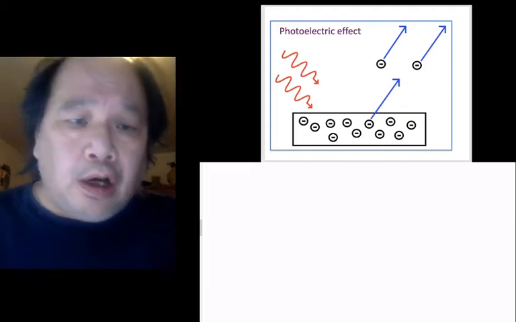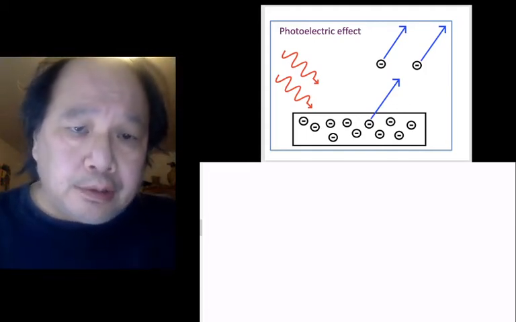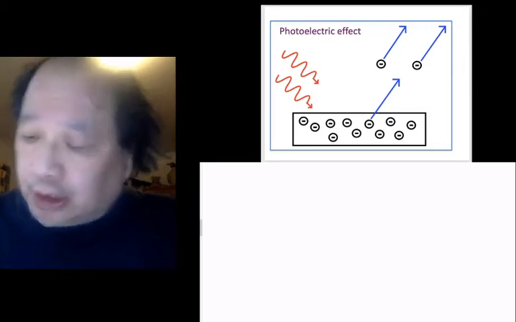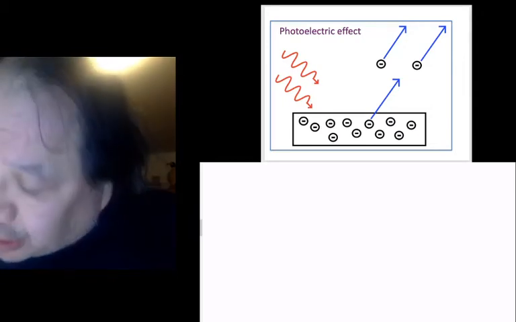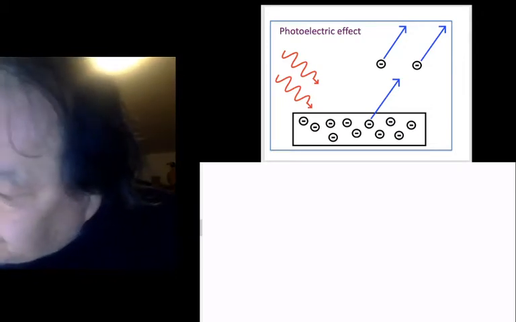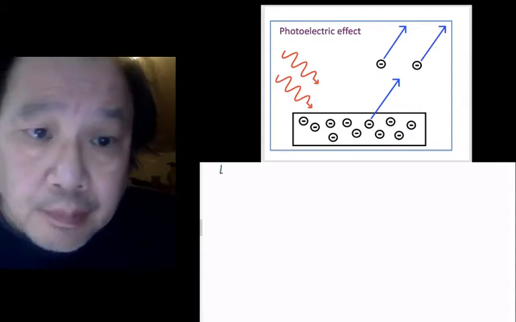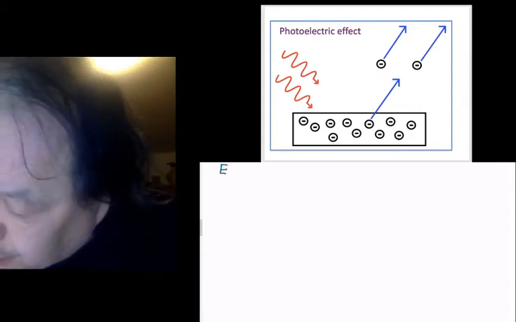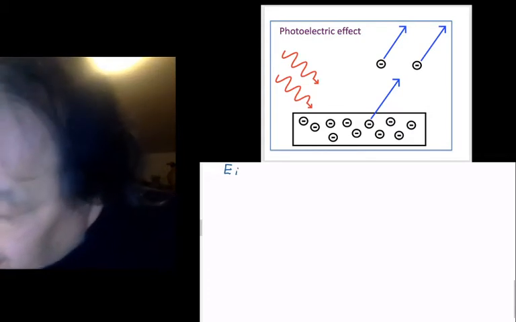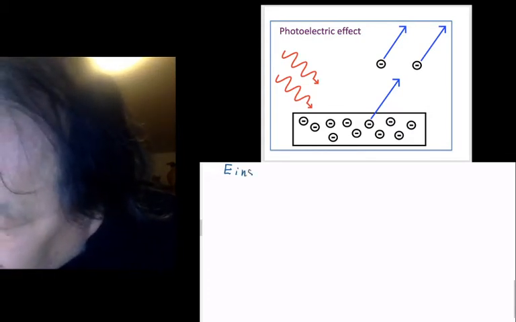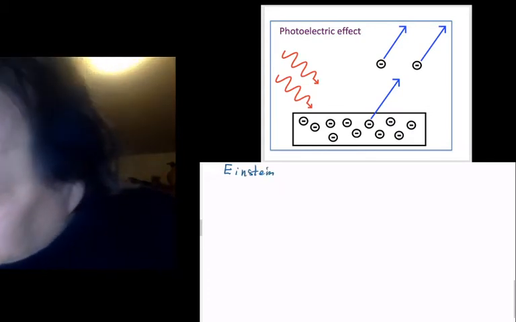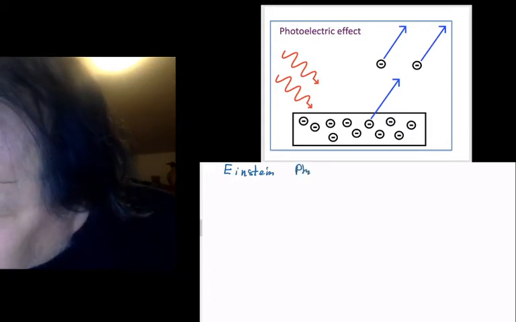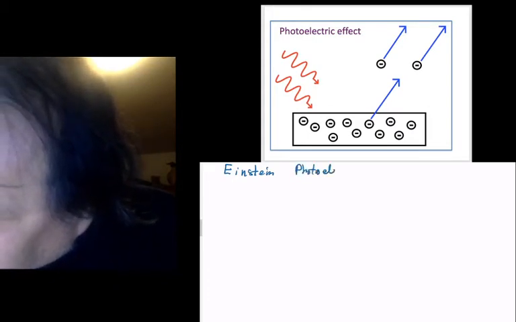The idea of shining light onto metal and releasing electrons is due to Einstein. And it is known as the photoelectric effect.